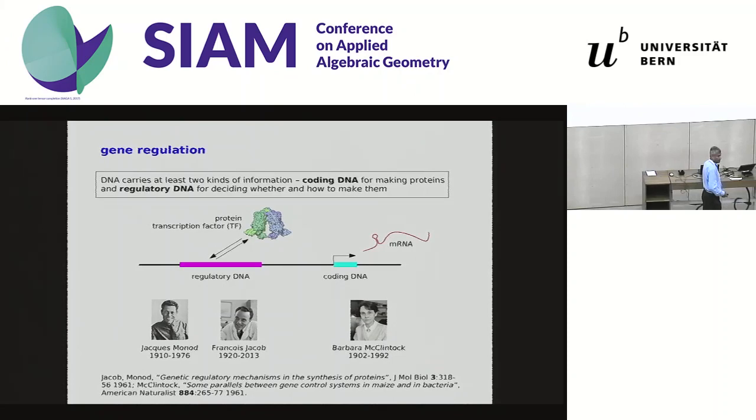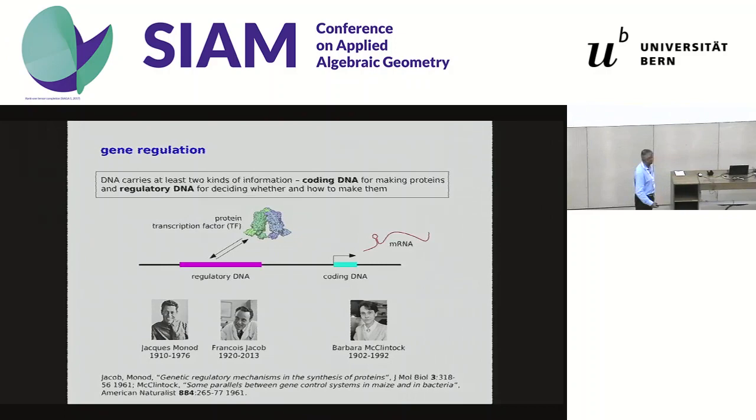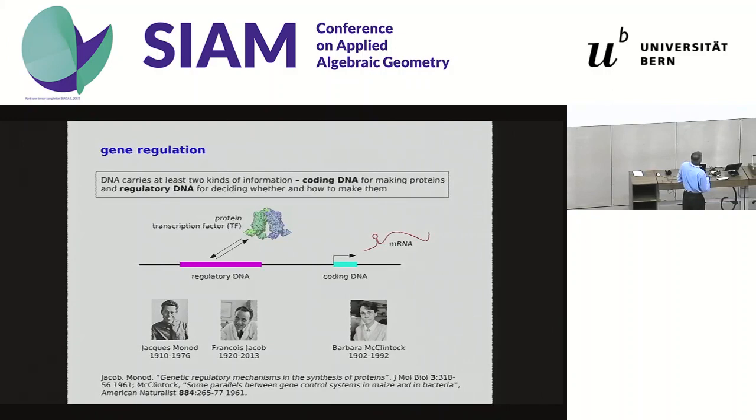So how is it that they come to express different sets of genes, given that they've all got the same genes? And the answer to that was figured out more or less in parallel with some of the work that Crick and Watson were doing. And the answer is that DNA actually contains two kinds of information. One kind of information is the information to express a gene. It's the coding DNA.